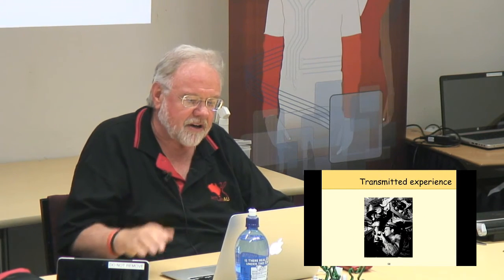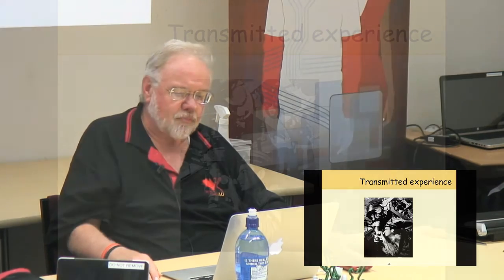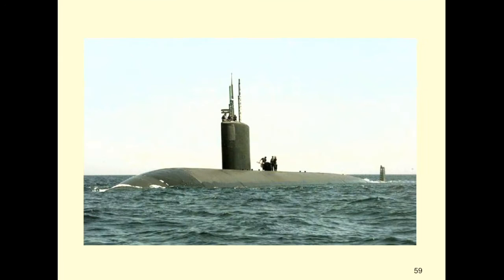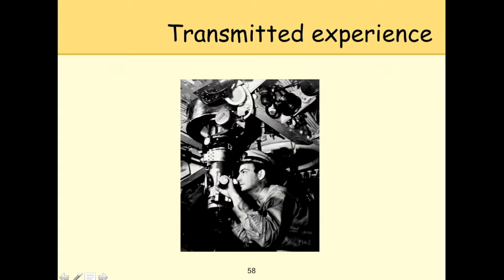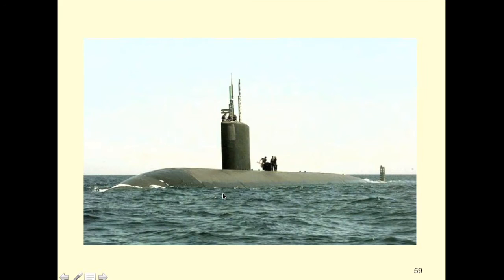Here's another transmitted experience. This is a periscope in a submarine. So as you know, in a nuclear submarine or whatever, you have this periscope up here, and it's raised up so that you can be under the surface of the water, but your eyes can still see out, even though you're inside the sub looking at these things through this periscope. That is a transmitted experience.